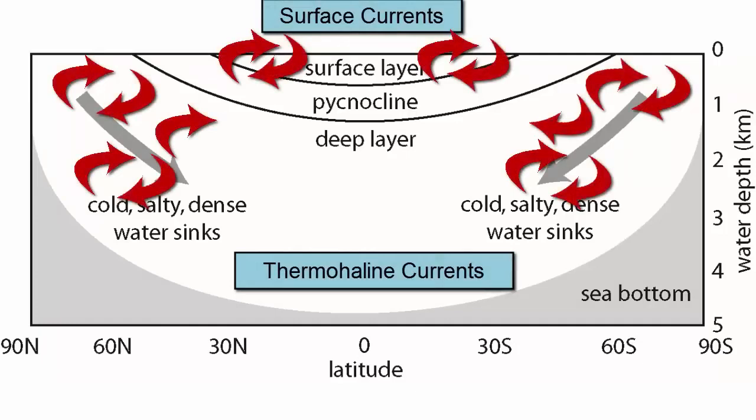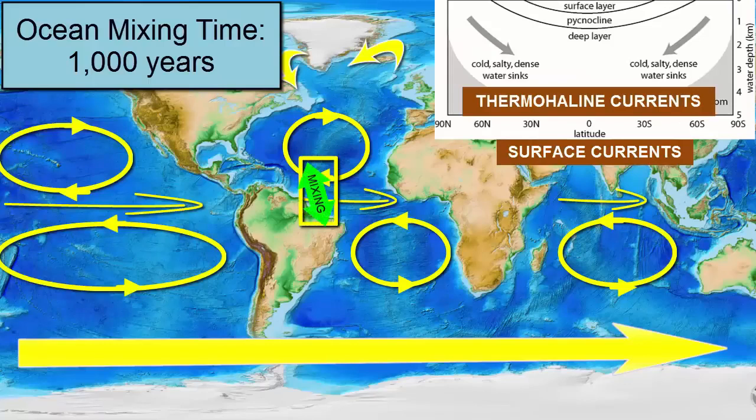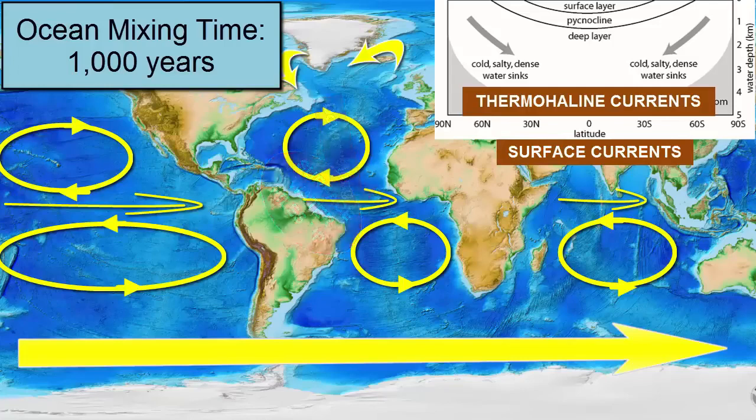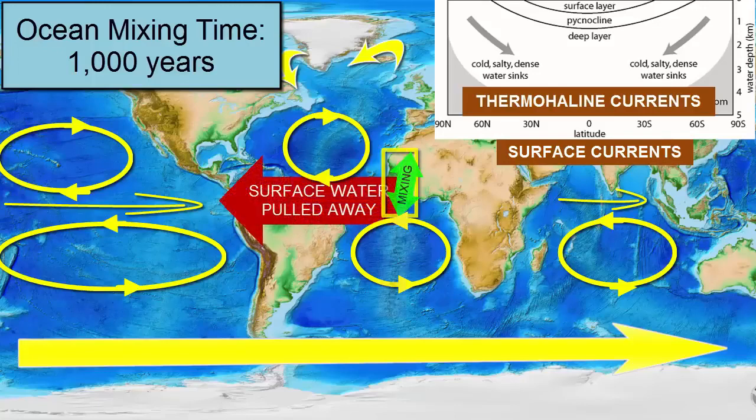But what about elsewhere? We can break through the pycnocline if we allow surface water to pile up in an area. That will cause downwelling, surface water pushed down and mixed with deeper water. Or we can pull surface water away, which will cause upwelling. Deep water rises up and brings its cold temperatures and high nutrient contents to the surface.